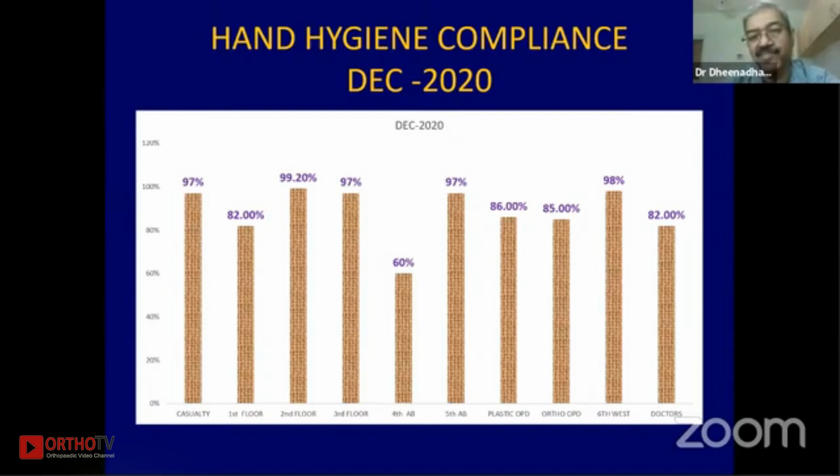The drop may be because new trainees have come in or new people have been taken into the ward. So there is a change that happens, and it is very important that you continuously monitor. When you are monitoring them, automatically everybody starts to follow and the compliance levels become better. This is one of the important things. Compliance is better when you are monitored.